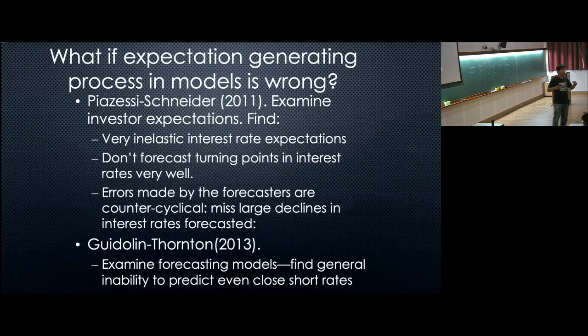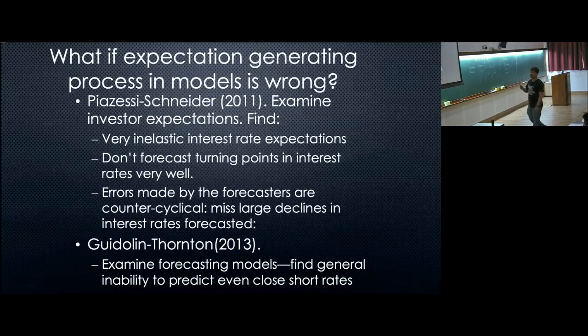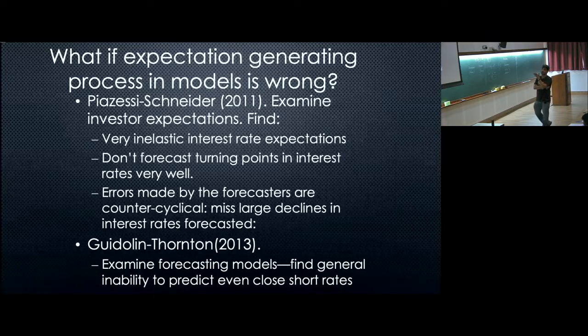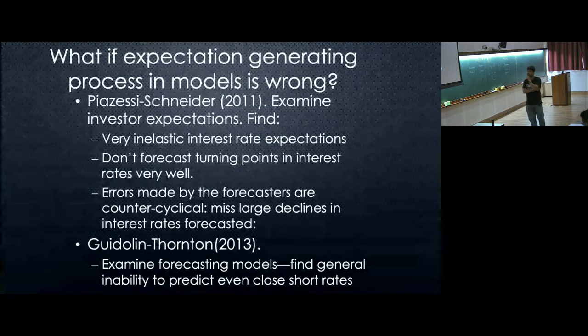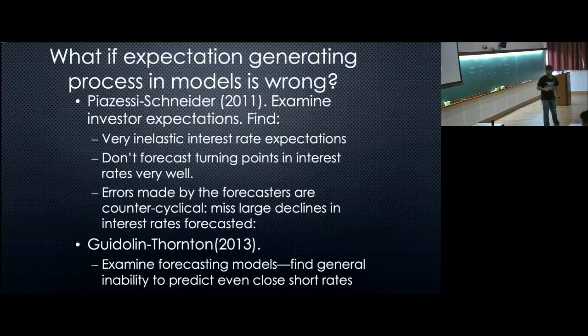That you see a lower interest rate now, and you say, okay, interest rates in the future are going to change. It simply is not the case. There's very inelastic interest rate expectations. Why is that? That turns out to be a very important question. Moreover, they actually don't forecast turning points in interest rates very well. Market participants are very bad at forecasting. And they're counter-cyclical. That is, they often depend on the present and not on the future, right?